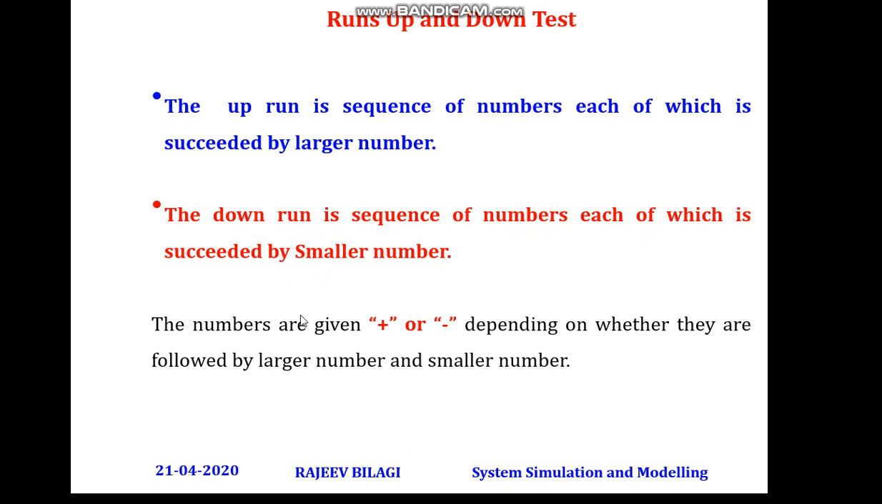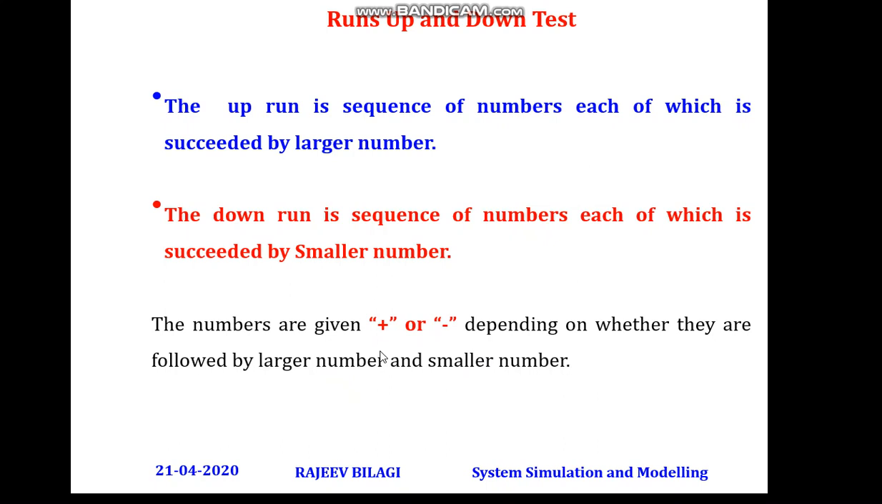Now in the given problem, the numbers are given with plus or minus signs. If the number is succeeded by a larger number, we replace it with a plus sign, and if it is succeeded by a smaller number, we replace it with a minus. So depending on whether the next number is larger or smaller, we represent it with plus and minus.